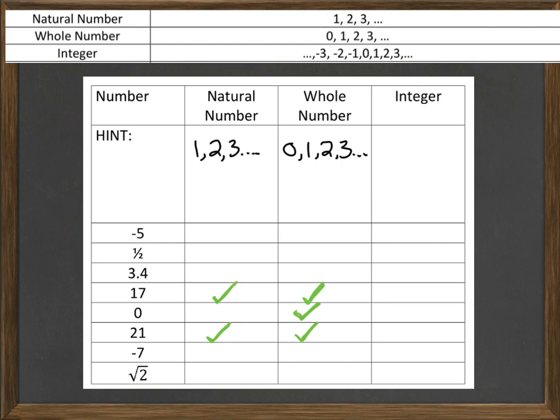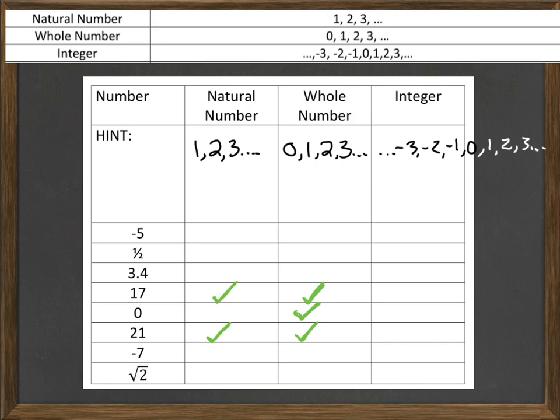Okay, lastly, we have integers. So let's remember what integers are. So integers are any number that's positive, negative, or 0, but again, it can't be a fraction or a decimal. Okay, running out of space here. 1, 2, 3, so on. Okay, so let's go through our list.